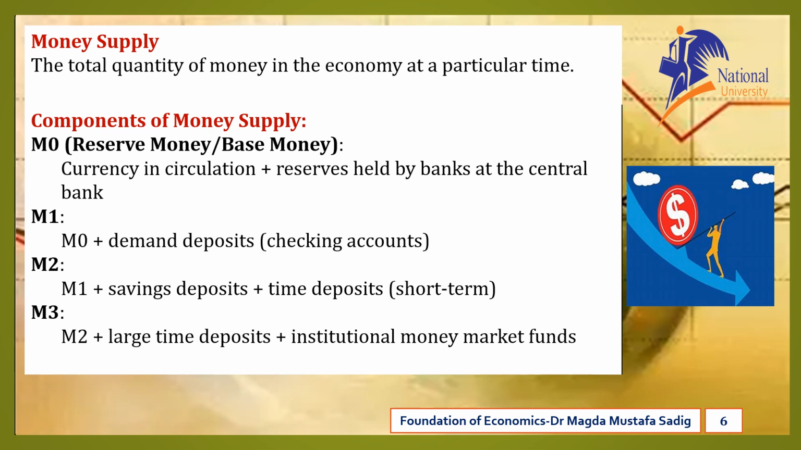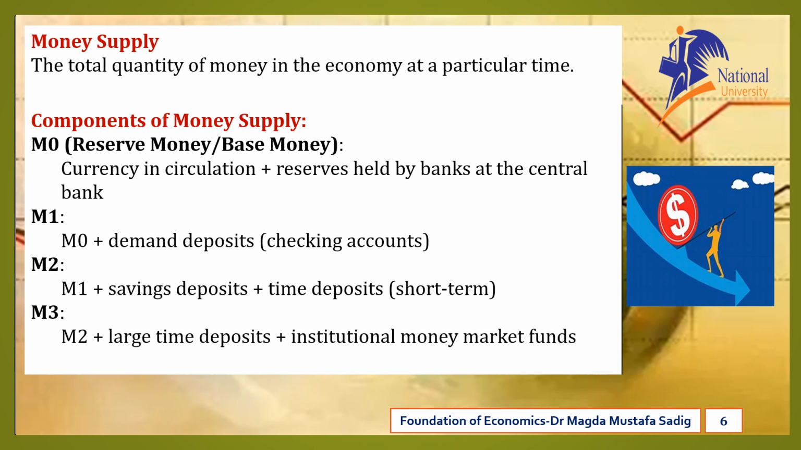The second type, M1, called narrow money. M1 includes everything in M0 plus demand deposits like money in checking accounts. It's M0 plus demand deposits. So these are the funds that you can access immediately for spending.